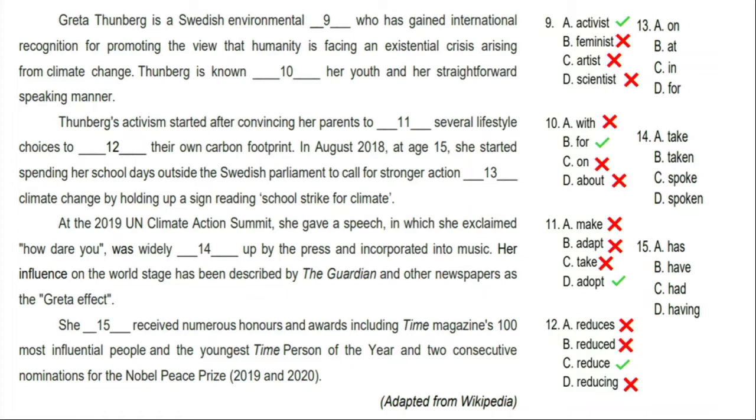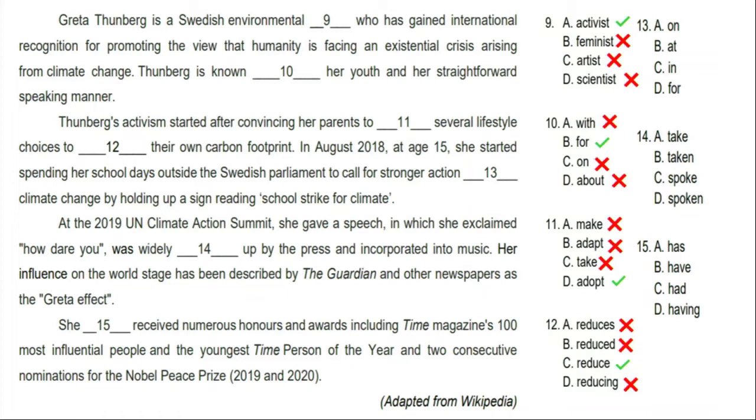In August 2018, at the age of 15, she started. Alright, now you notice they talk about time now. They talk about August 2018, something that happened in the past. So remember, you have to use past tense in this sentence.